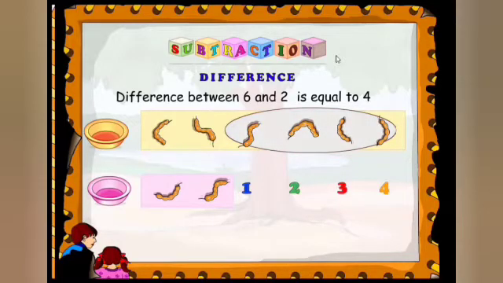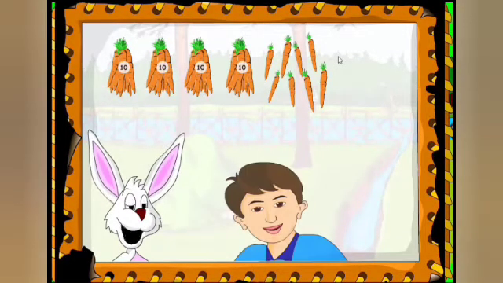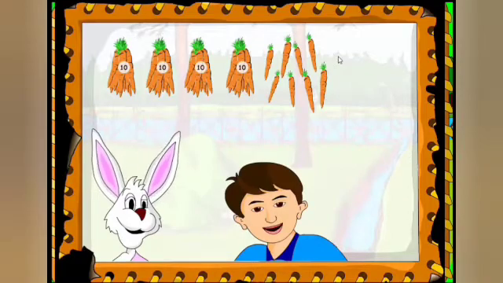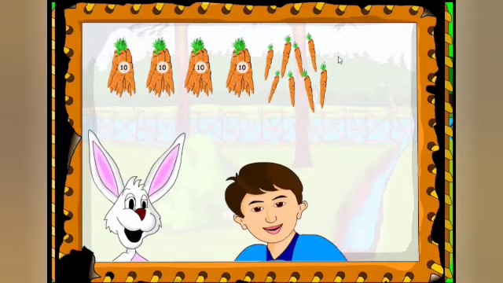Wonderful! Let us try another one. Here we have 48 carrots. I take away 11. How many are left? How can we find that out? Just subtract 11 from 48. How do we do that?